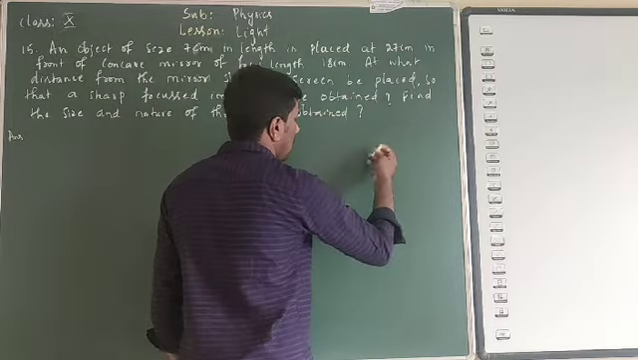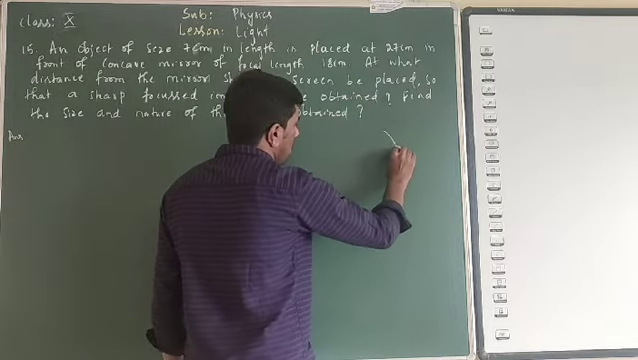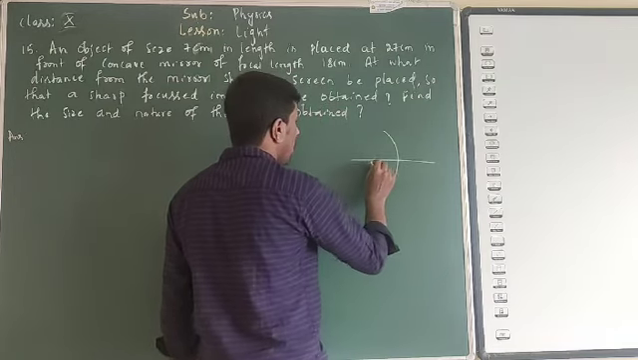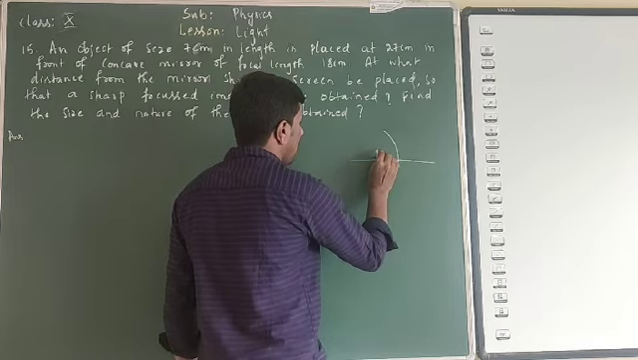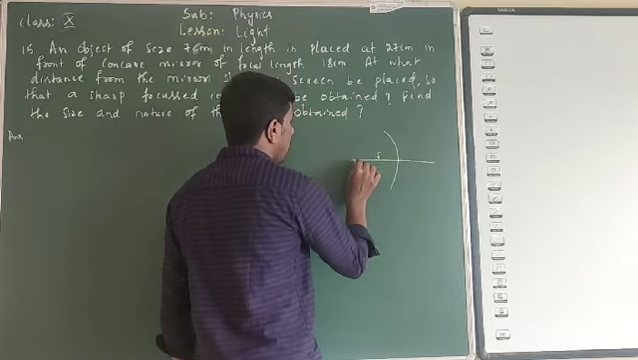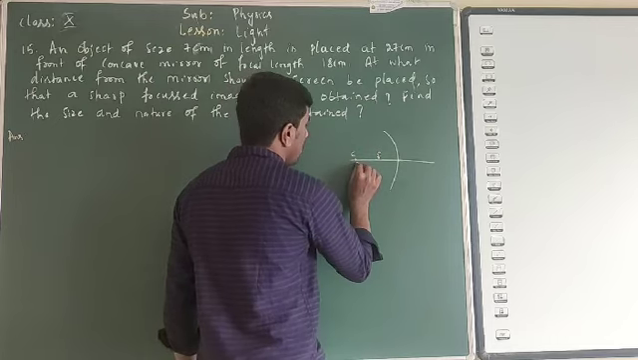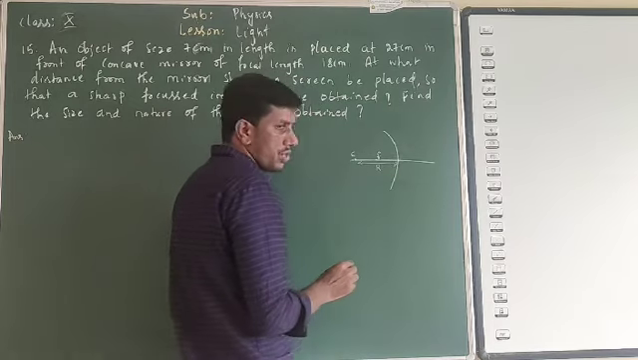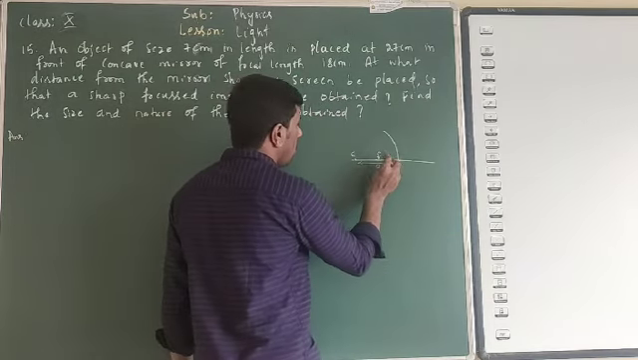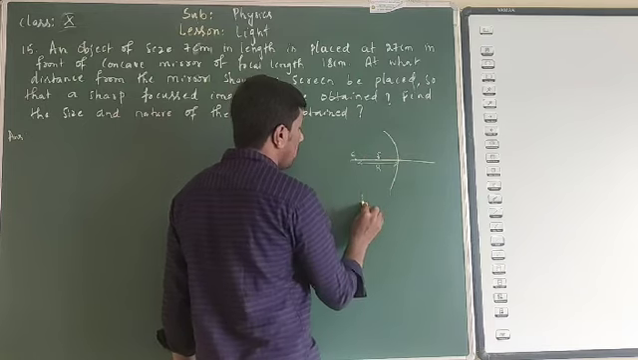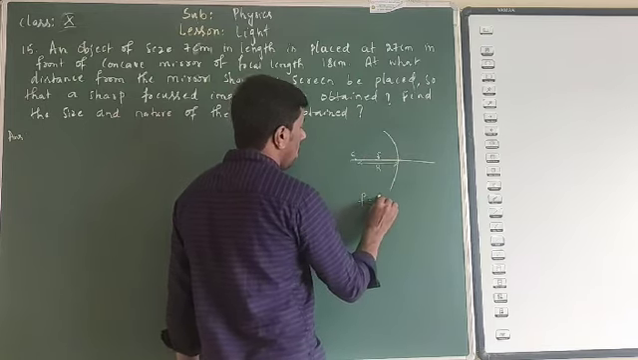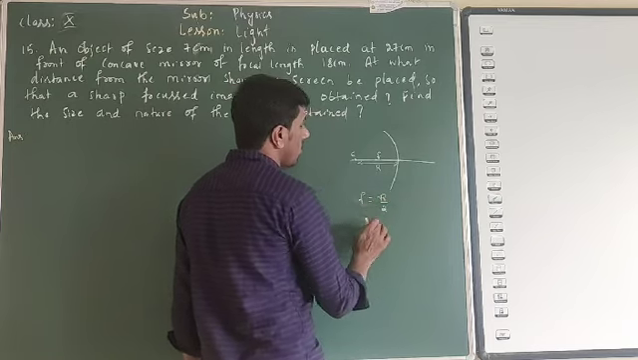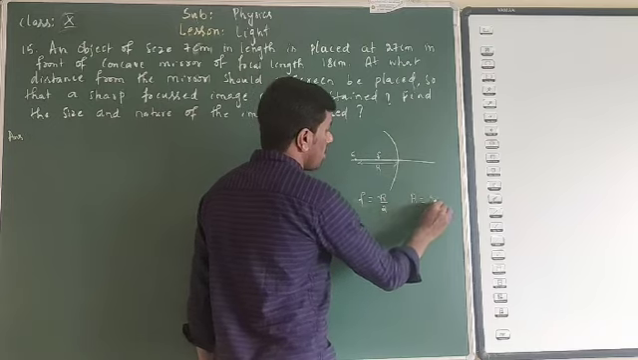Whether it is a convex mirror or a concave mirror, let me take a concave mirror. In that I have a focal length f, and then I have a center here. The distance between the center and the mirror is the radius of curvature, right? So the focal length will be exactly half of the radius of curvature, or the radius of curvature is nothing but 2 times f.